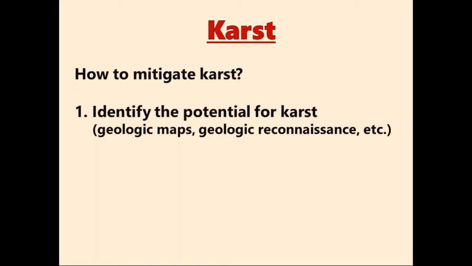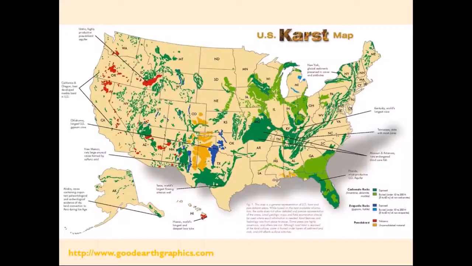How to mitigate karst? Again, identifying the potential for karst via consulting geologic maps, hiring a geologist to do geologic reconnaissance, etc., is the best way to go. You can consult maps, both on a nationwide scale and more local scales, to see where limestone is, where dolomite is, where marble is, and you get an idea of, if those rock types are there, then karst features will be present.